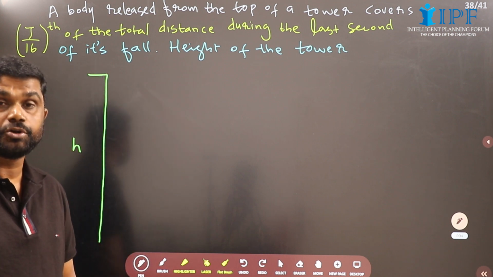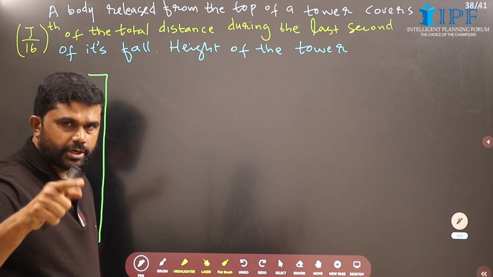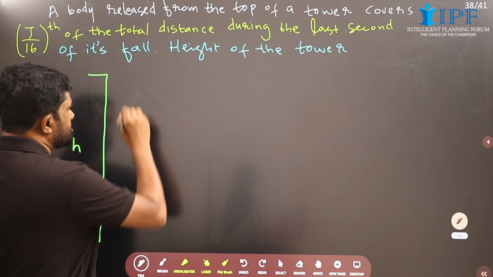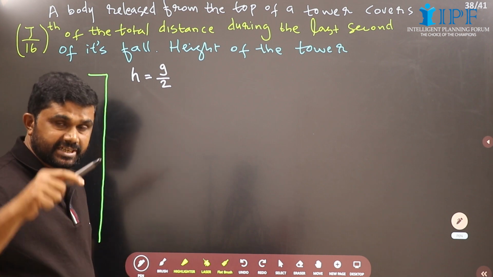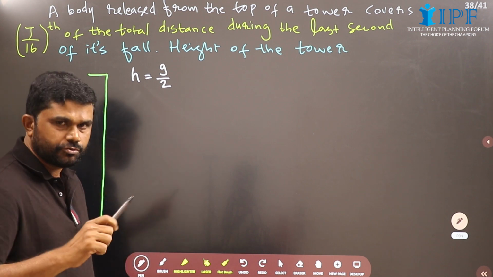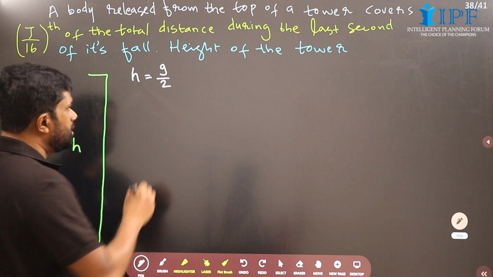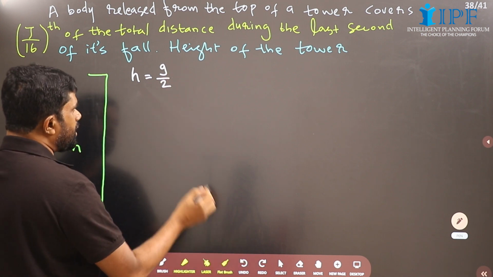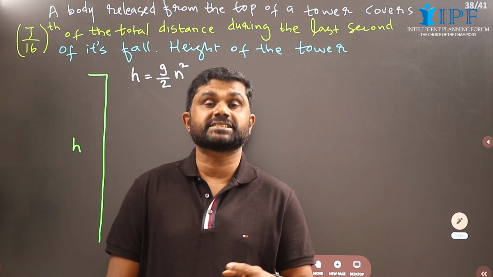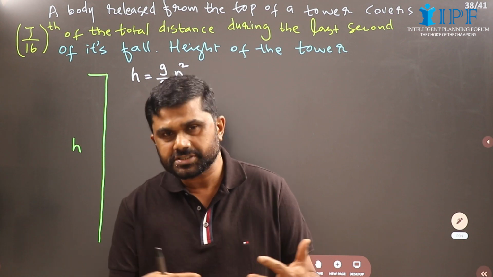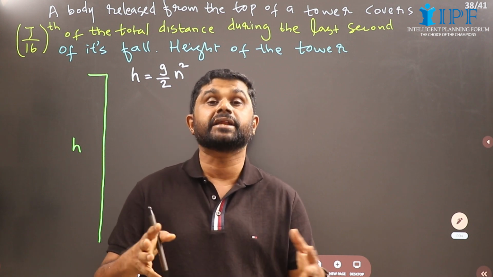Now let us apply s equal to ut plus half a t square. It is released from the top where its velocity u equals 0, displacement s equals the height of the tower h, and acceleration is g, directed downward, which I take as positive. Suppose it reaches the ground after n seconds, so h equals g by 2 n square. If it takes 5 seconds, the last second is the 5th second. If it takes 4 seconds, the last second will be the 4th second. If it takes n seconds, the last second will be the nth second.